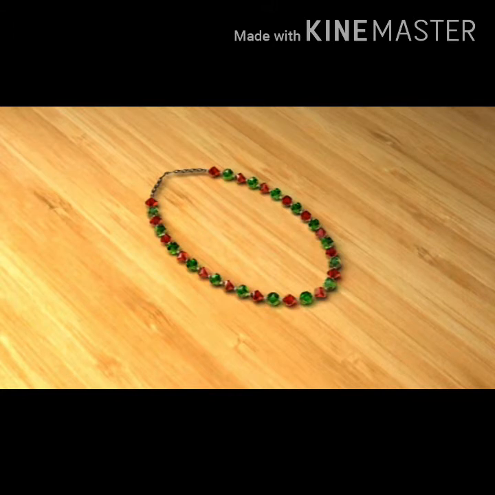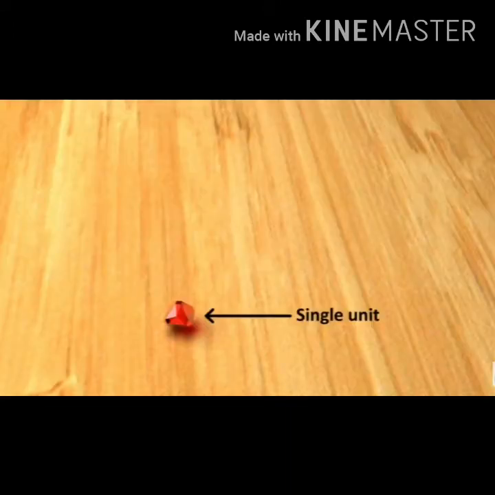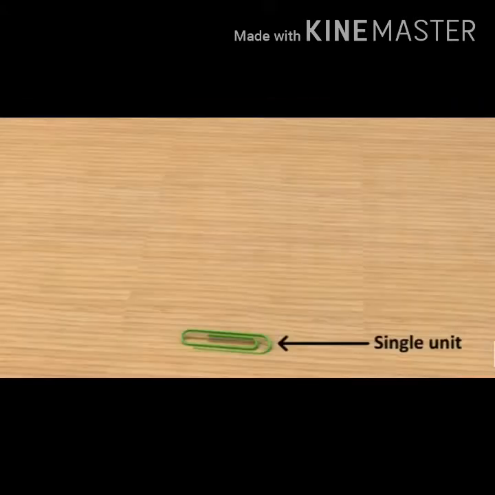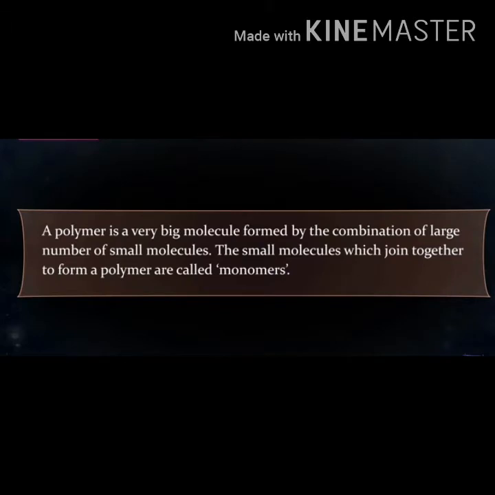To understand what a polymer is in a better way, let's take an example of a bead chain. How is a bead chain made? We are able to make a bead chain when we join many single beads one after the other. So we can call that single bead a single unit, that is a monomer, and that chain can be termed a polymer. In the same way, let's take another example of paper clips. When we join many paper clips, we are able to make a chain, and the single clip can be considered a single unit, that is a monomer, and the chain can be called a polymer.